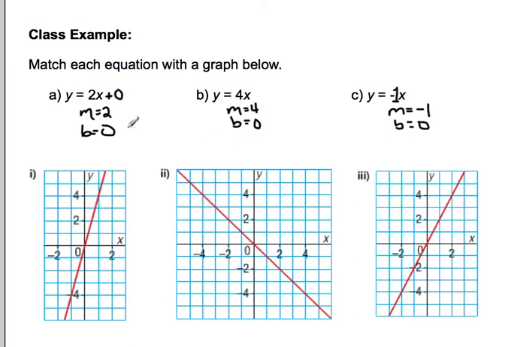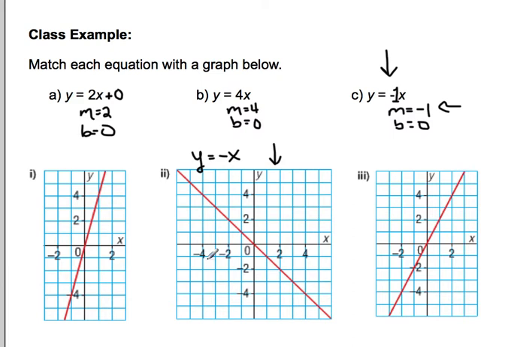So I know that b equal to 0 is not going to help me because all of my graphs should be going through the origin. But I know this one matches that graph because it's the only one that rises to the left. When my slopes are negative, my graph has to rise to the left. So this is y is equal to -x.